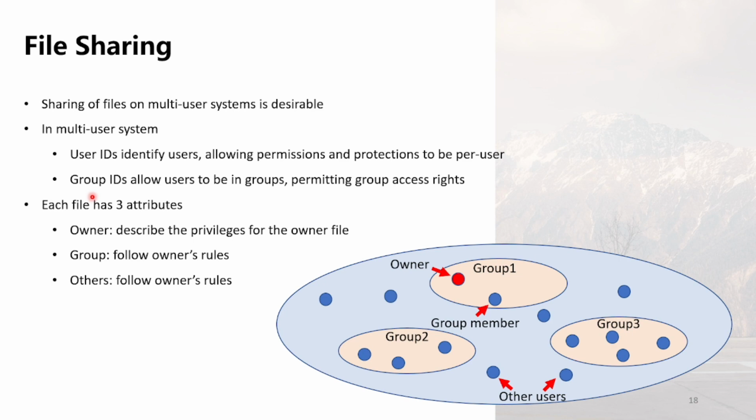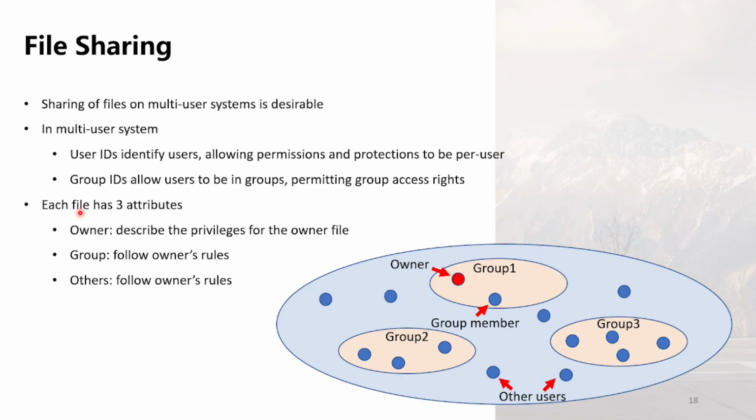Moreover, we also have group IDs. These are used to group certain users together, which is extremely useful when multiple users require the same access rights. By assigning a file to a group, all users within that group are granted the permissions associated with it.